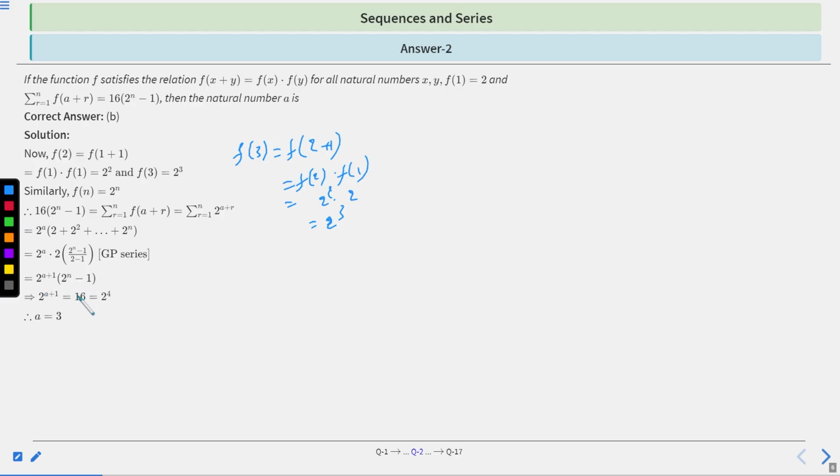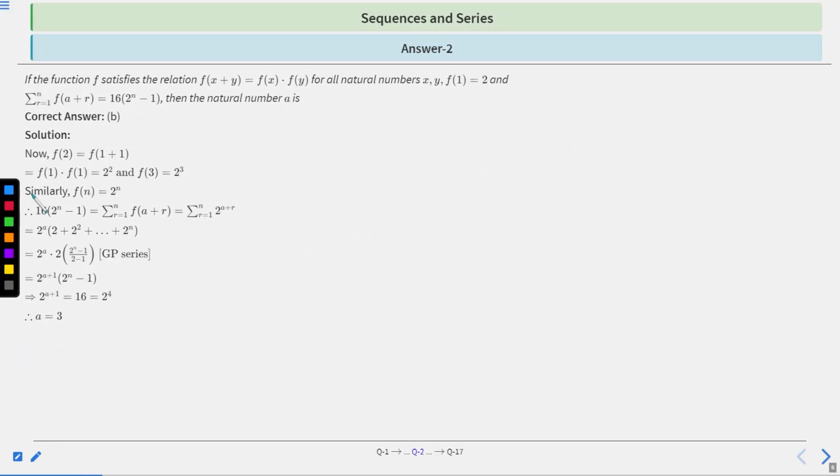So after solving this, we get 2 to the power a plus 1 is equal to 16, as 2 to the power n minus 1 will cancel on both sides. And 16 can be written as 2 to the power 4. So a plus 1 is equal to 4. So a is 3. So I think option B is the right choice.